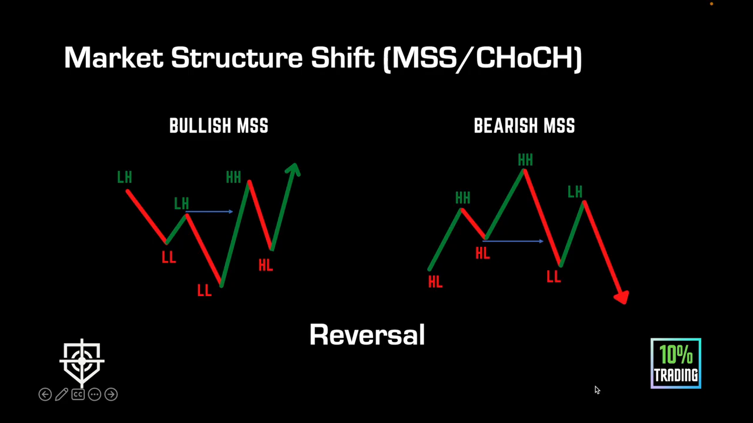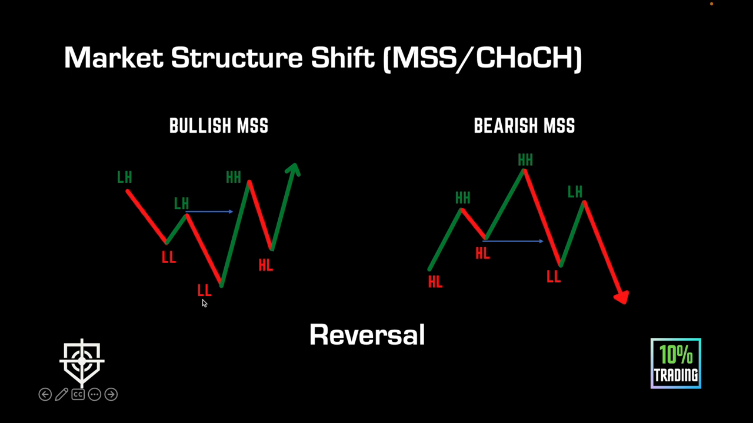The thing that comes next is market structure shift and change of character. People refer to it as change of character. I don't know when or how that term came about, but it's a widely used term now. It essentially means reversal, and market structure shift means the same thing. What I want you guys to notice is how I'm using these markings to illustrate what's happening. So these lower lows, lower highs, and so forth. Here, for a bullish reversal, where the trend is reversing and turning bullish, what do we have? We've got a downtrend, the lower high, lower low, lower high, lower low.